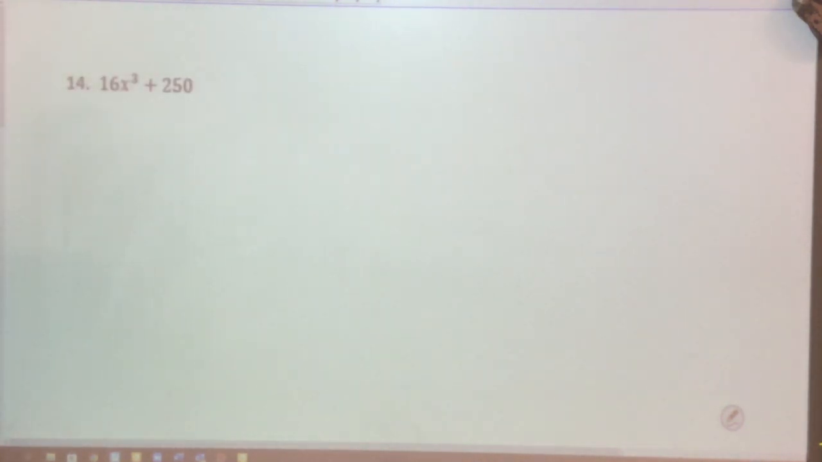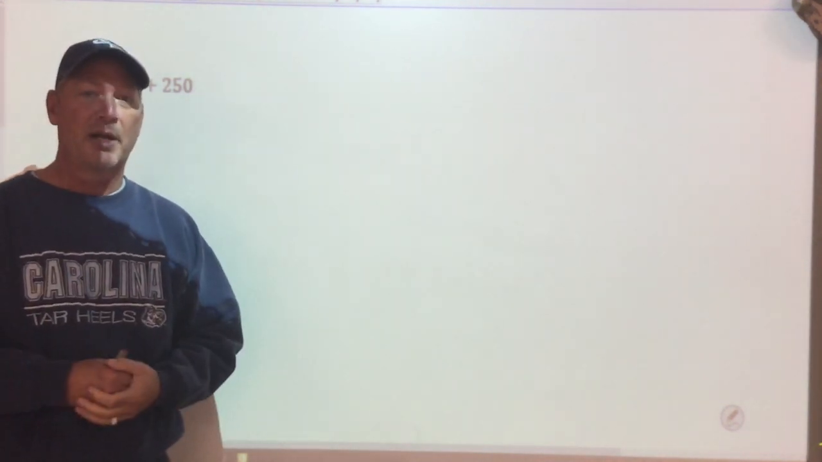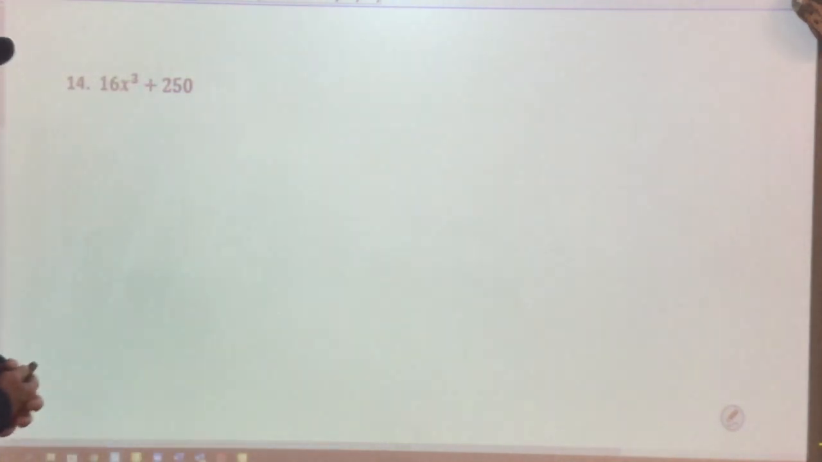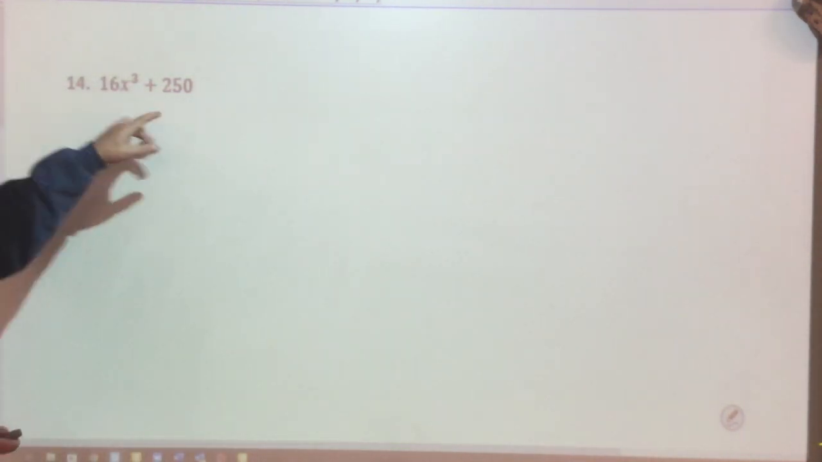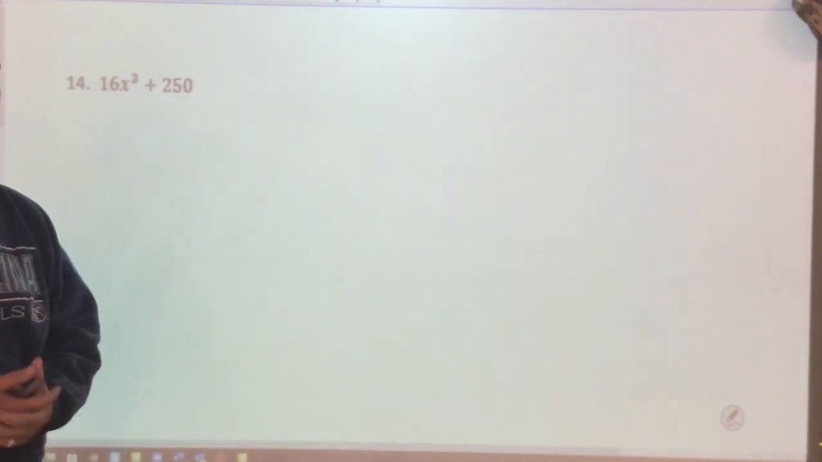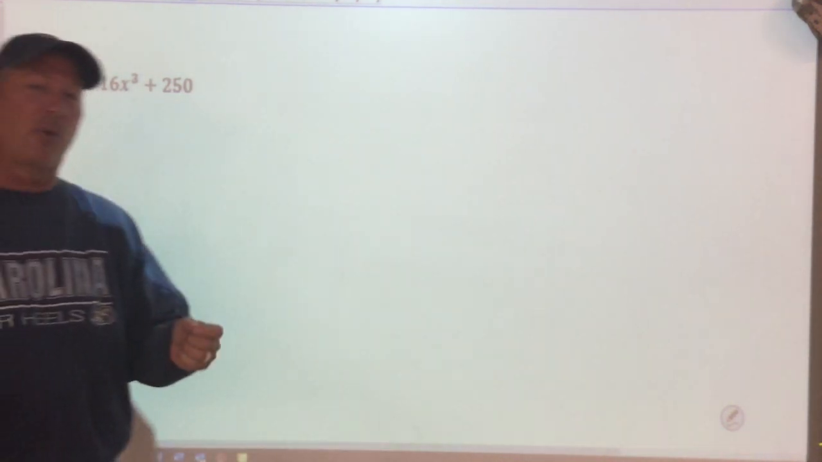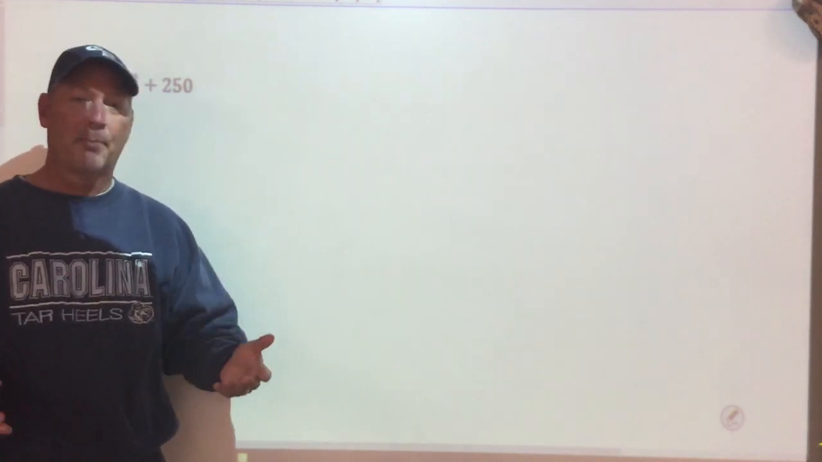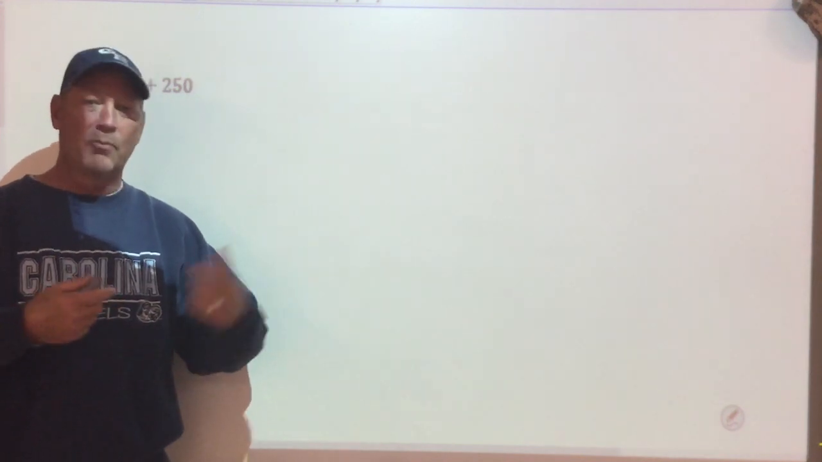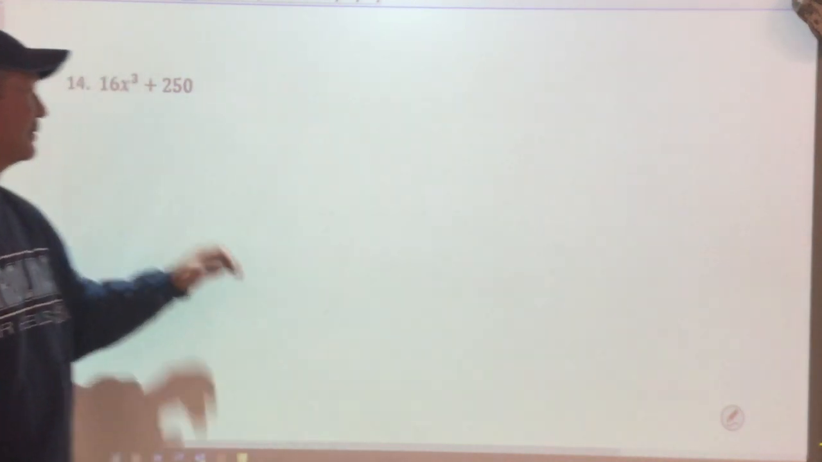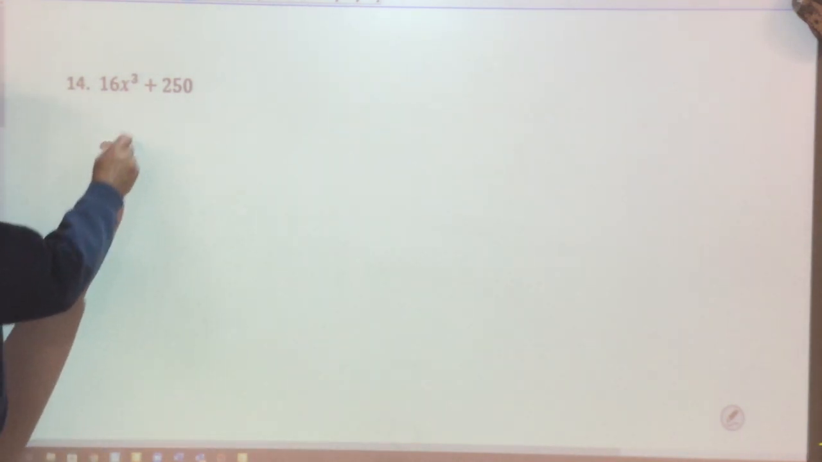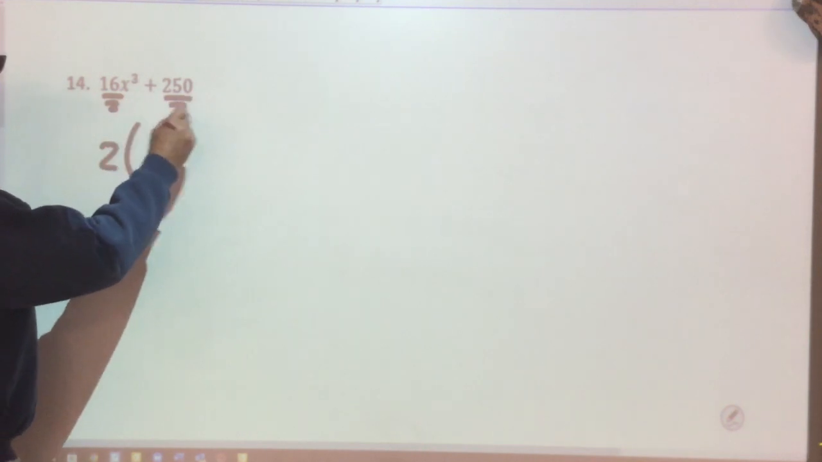I have 16x to the third plus 250. What's the number one thing that we try to do? You got to see if we can take out a greatest common factor. In this case, they're both even numbers, so I'm going to try the number 2. Is it possible to mess it up and not get the greatest common factor? If that happens, just redo it or keep taking more factors out. But in this case, I'm taking out a 2. I divide by 2. I divide by 2.